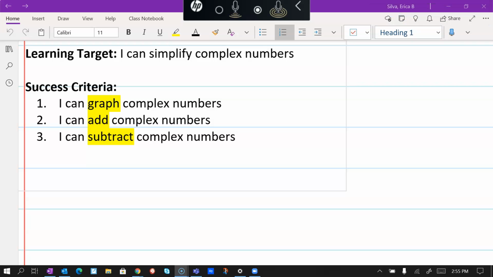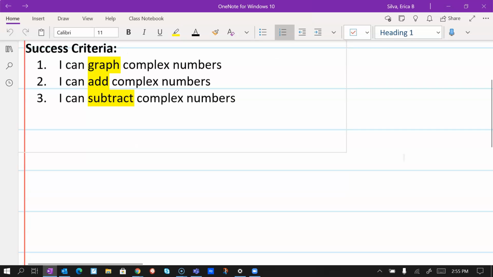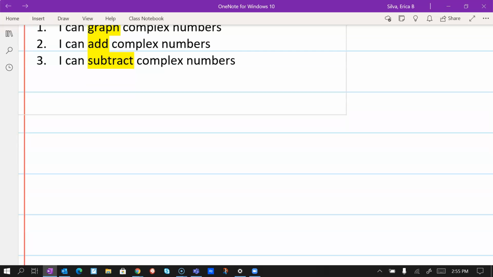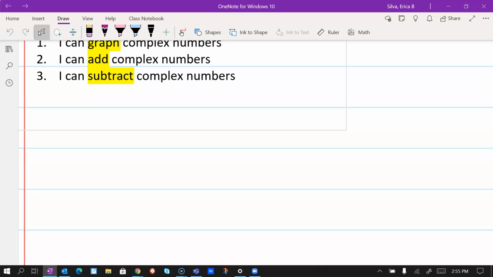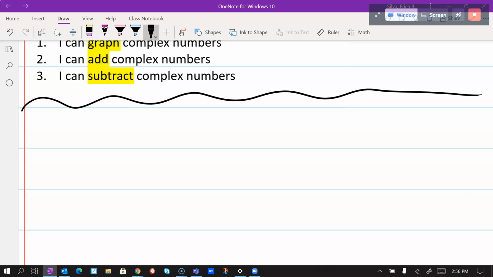Okay, so for us to be successful today on simplifying complex numbers, we need to be able to graph the complex numbers, then add and subtract them. So first, let's find out what a complex number is. Even before we do that, we will talk about imaginary numbers.